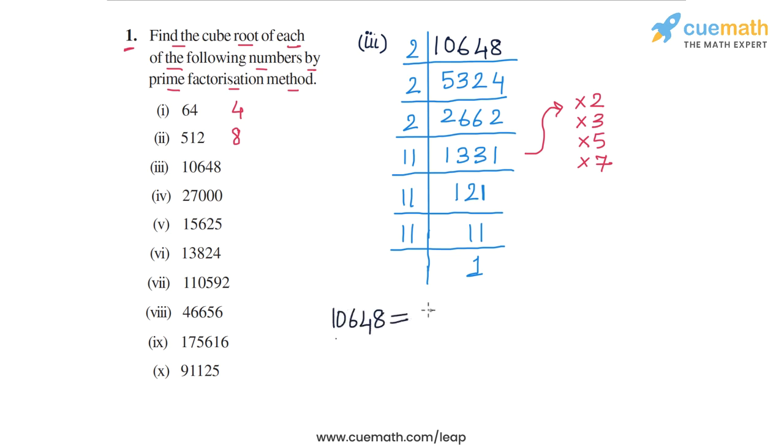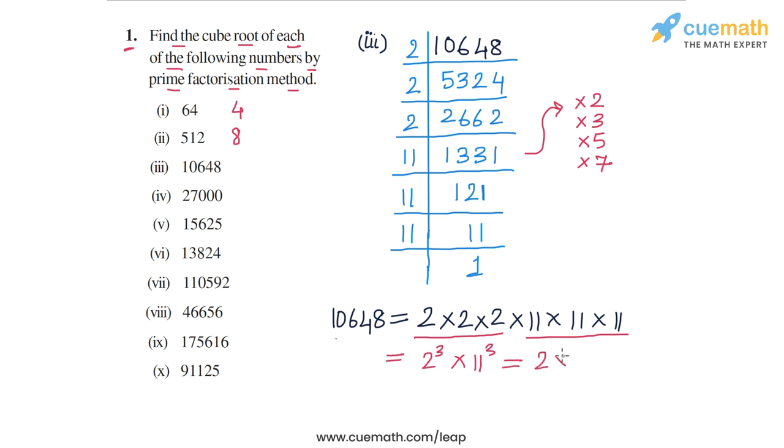And let's write the prime factorized form. So we have 3 repetitions of 2 and then we have 3 repetitions of 11. So if we group the prime factors into triplets, we get 1 triplet of 2 and 1 triplet of 11, and therefore we can write this as 2 cube into 11 cube or 2 into 11 whole cube. And from here we can write the prime factorized form of the cube root of 10,648 easily. It will be the number inside the bracket, which is 2 into 11, or 22. So the cube root of 10,648 is 22. This is the answer for part 3.